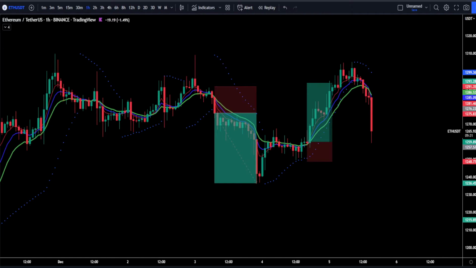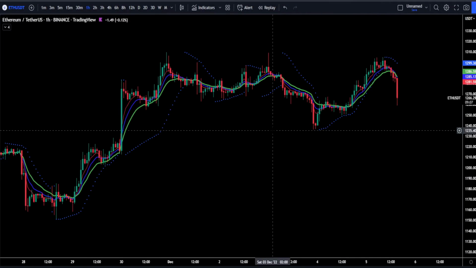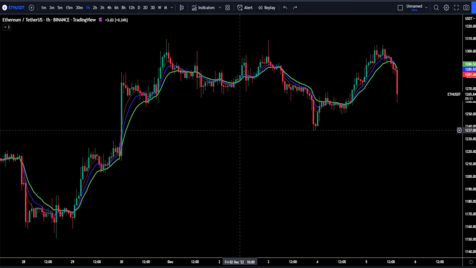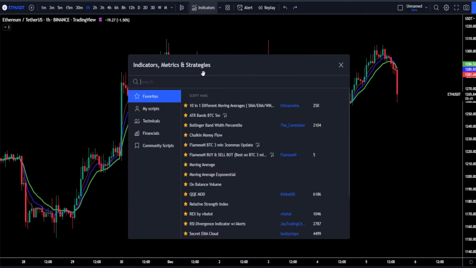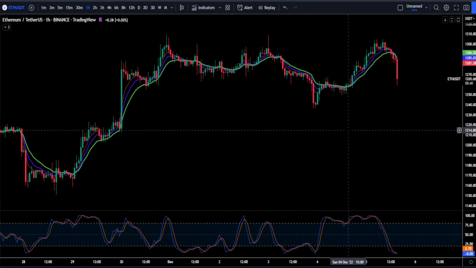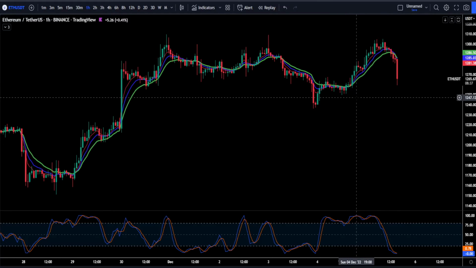So the question is, can we make this strategy better? And the answer is yes. So our first step will be getting rid of this parabolic SAR indicator, and we'll be adding a different indicator called the stochastic RSI.